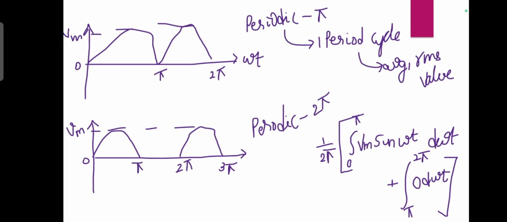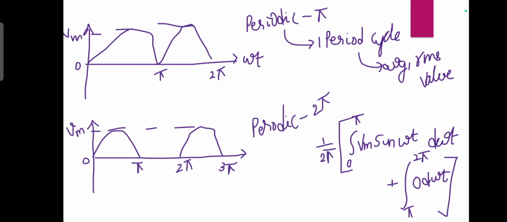Similarly, if we see some other things here, the first waveform is a periodic waveform. If it is a periodic waveform, it is enough to calculate for one cycle. It is repeating for every pi. So the average is 1 by pi integral 0 to pi Vm sin omega t. That is the period. And the RMS value will be square root of 1 by pi integral 0 to pi Vm sin omega t whole square dt.